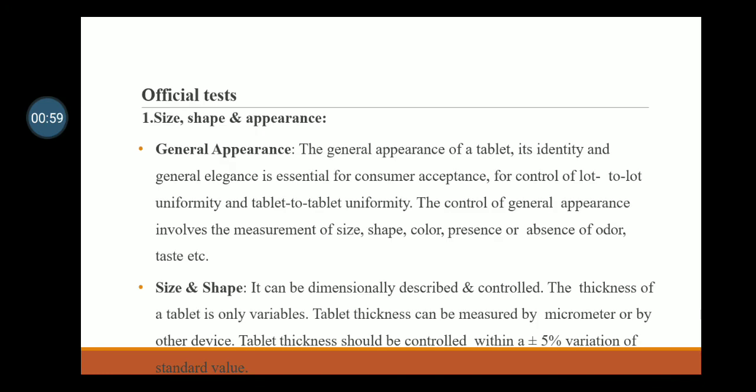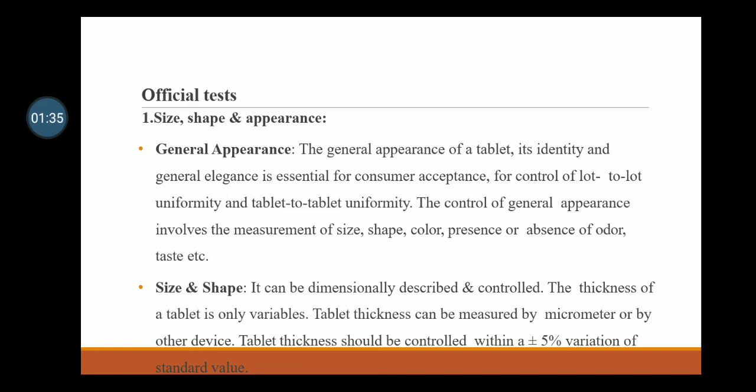Official test: size, shape and appearance. General appearance. The general appearance of a tablet, its identity and general elegance is essential for consumer acceptance. For control of lot to lot uniformity and tablet to tablet uniformity, the control of general appearance involves the measurement of size, shape, color, presence or absence of odor, taste, etc.